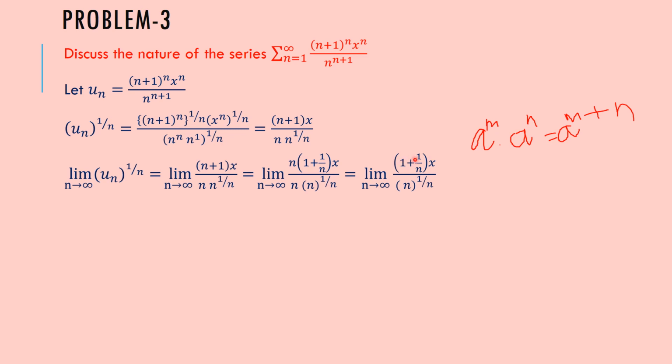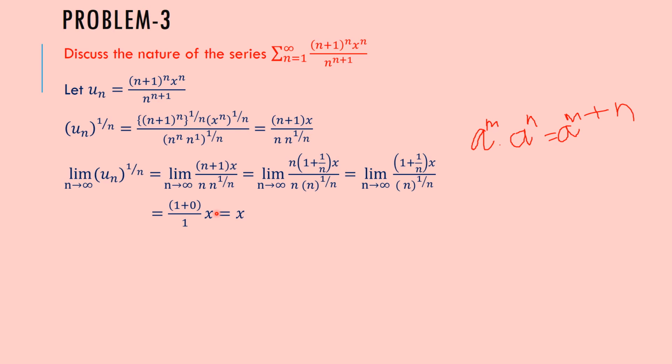So this is 1 into x, which will be x, as x is constant, and limit of 1 to the power 1 by n is equal to 1, which is a standard result. Therefore this limit is equal to x: 1 plus 0, because limit of 1 by n is 0, divided by 1 into x, which is equal to x. Now here x is unknown.